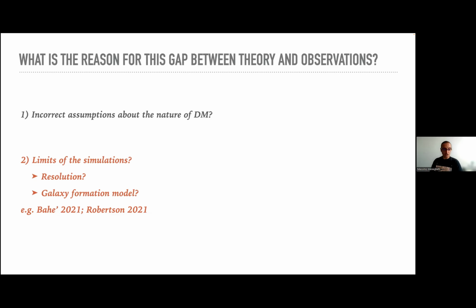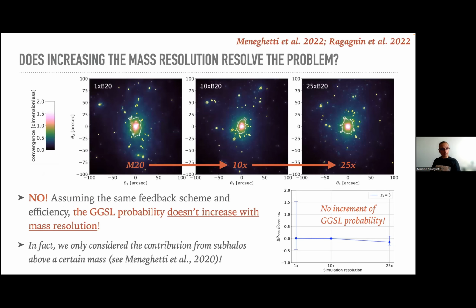There were a few papers that came up after our first paper in 2020 that questioned the resolution of our simulation and some properties of the galaxy formation model that is implemented in our simulation. So we did recently a lot of work to study in depth these two issues, and this is what I will talk about in the rest of my talk. I want to show you first of all this slide that describes how the resolution of our simulation is okay and cannot be the reason for the discrepancy that we are finding.